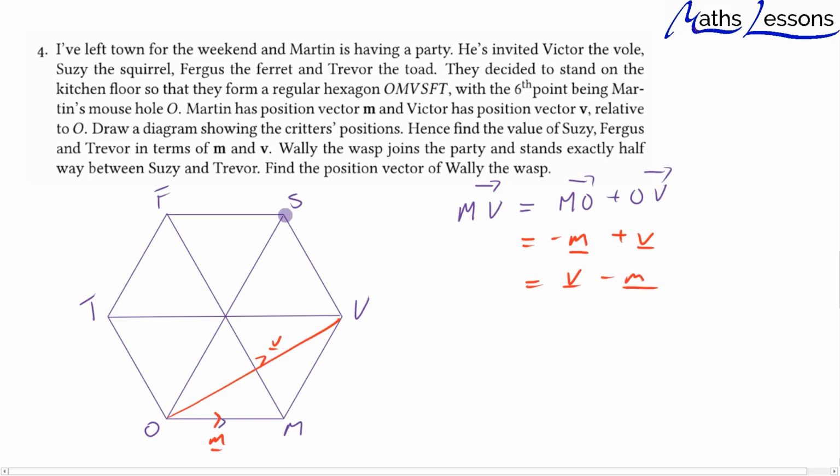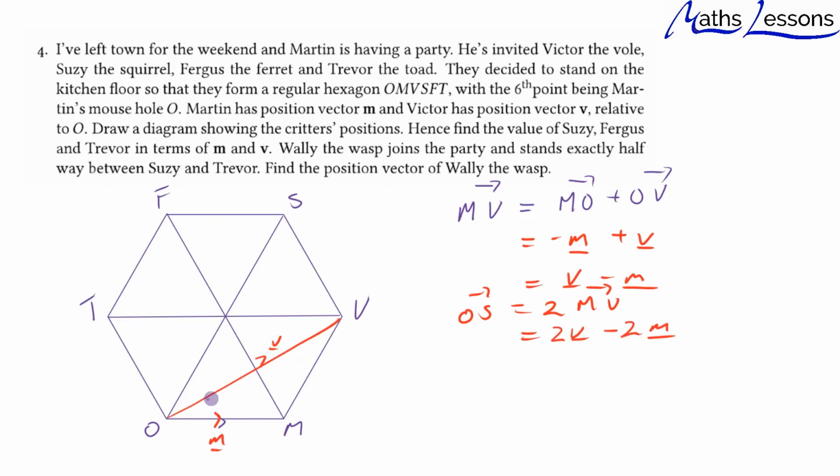So if we want to find OS, then we know we've got two of these to do. Two lots of MV. So OS equals two lots of MV. And two lots of MV is going to be equal to 2V minus 2M. Note I'm underlining all my vectors to indicate they are vectors and not scalars. Okay, a scalar being just a number, it doesn't have direction. A vector has direction.